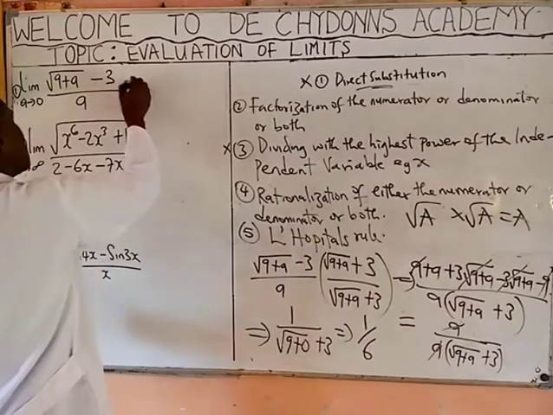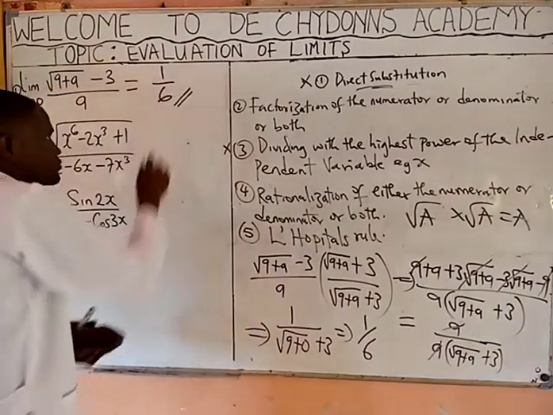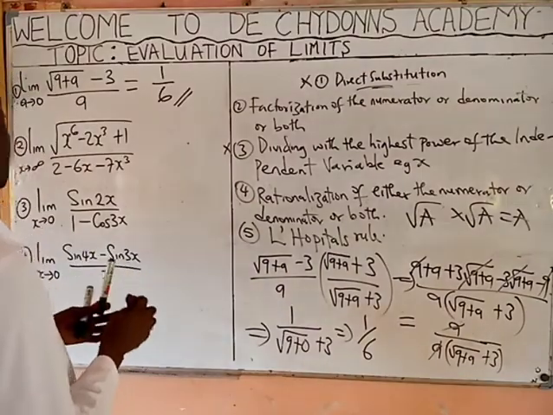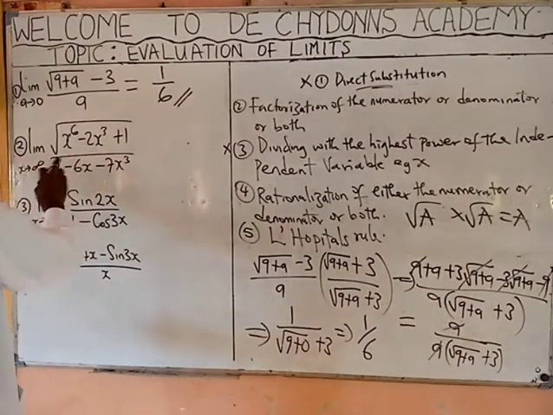That tells you that the limit of this as a tends to 0 is 1 over 6. Answer. Then we go to question number 2. To solve question number 2, we say take the limit of this all over this.